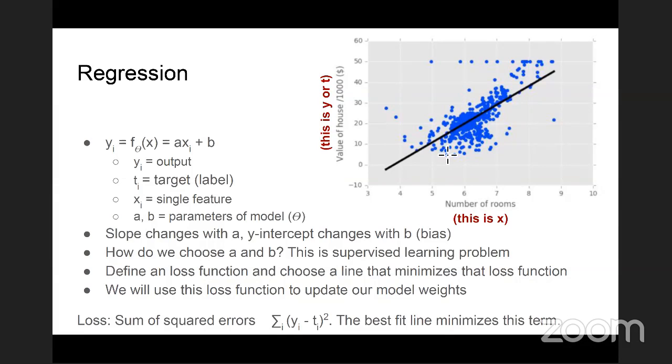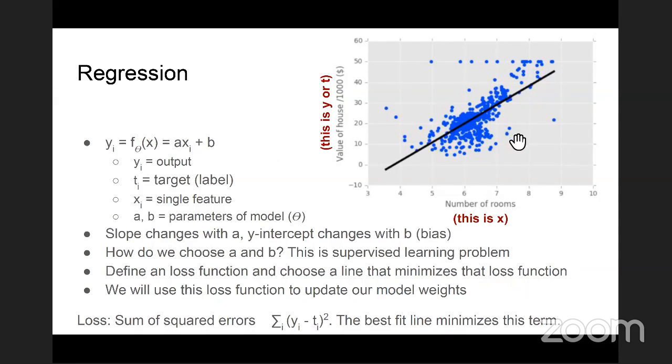For the line that best represents the blue dots, I need to have a performance metric. Let's say I will call that performance metric a loss function or an error function. I want to reduce that error function. I want to find values of a and b such that I get the smallest value for the error function. So that is basically what the learning problem is.